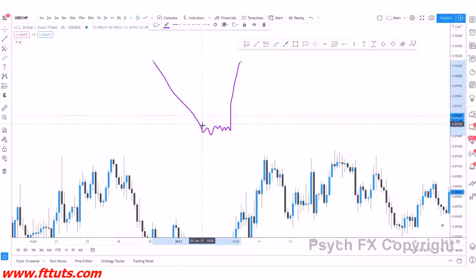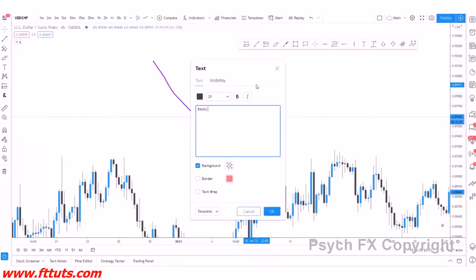Now, this push down can be a pullback, but it has to be a decent pullback, because the idea is the more selling pressure there is before we eventually see the up move, the more sellers there are in the market for the banks to buy off of. And remember, the banks can't buy and sell anywhere in the market. They need sellers to buy and accumulate from, and buyers to sell and distribute to.